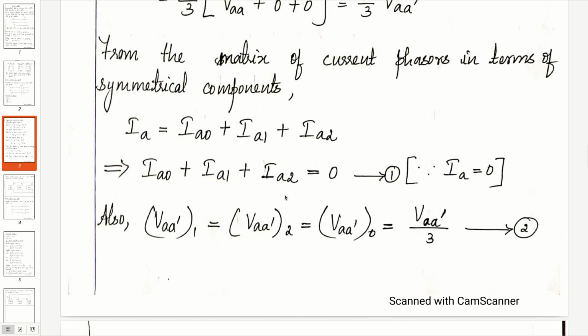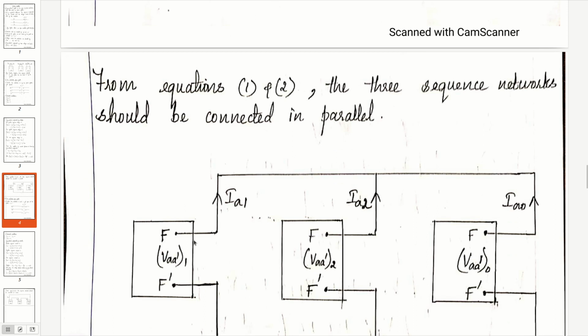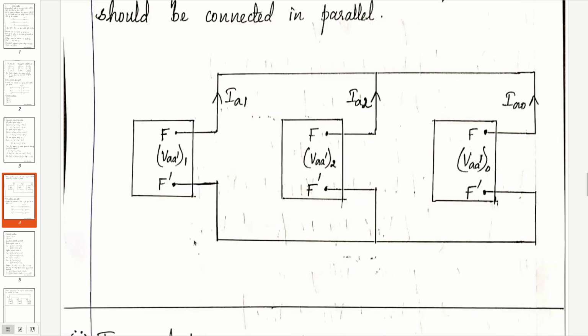Okay. So we have seen that IA0 plus IA1 plus IA2 is equal to 0. That is, the sum of the three sequence components of current IA is equal to 0. They three are going to meet at a point. And the three sequence components of voltage across the open terminals AA' are the same, which means the positive, negative and zero sequence networks should be connected in parallel. Okay. So the three sequence networks should be connected in parallel.